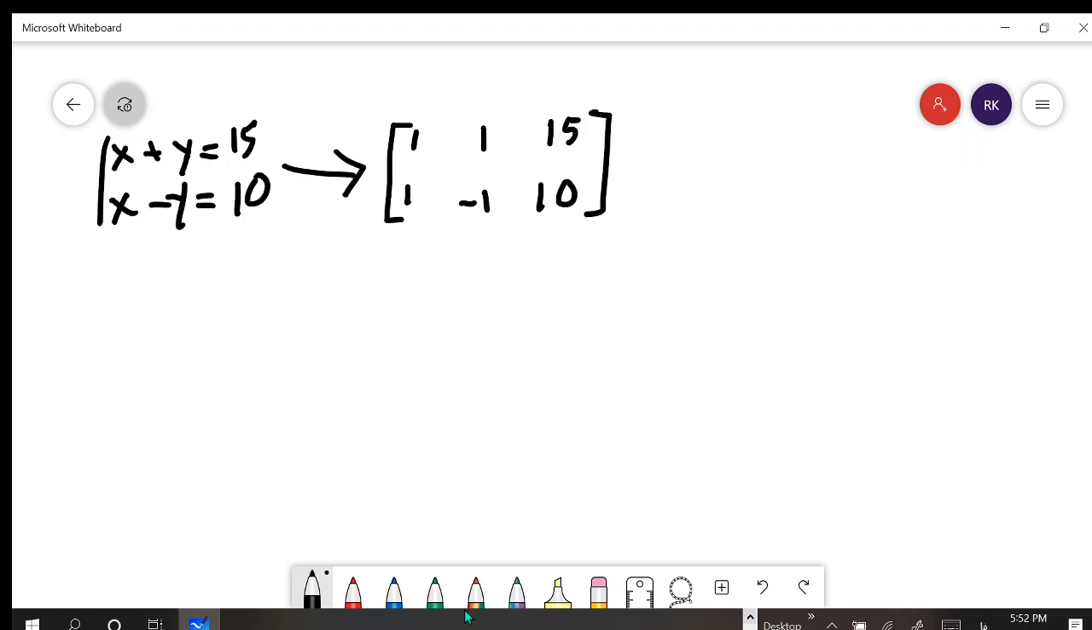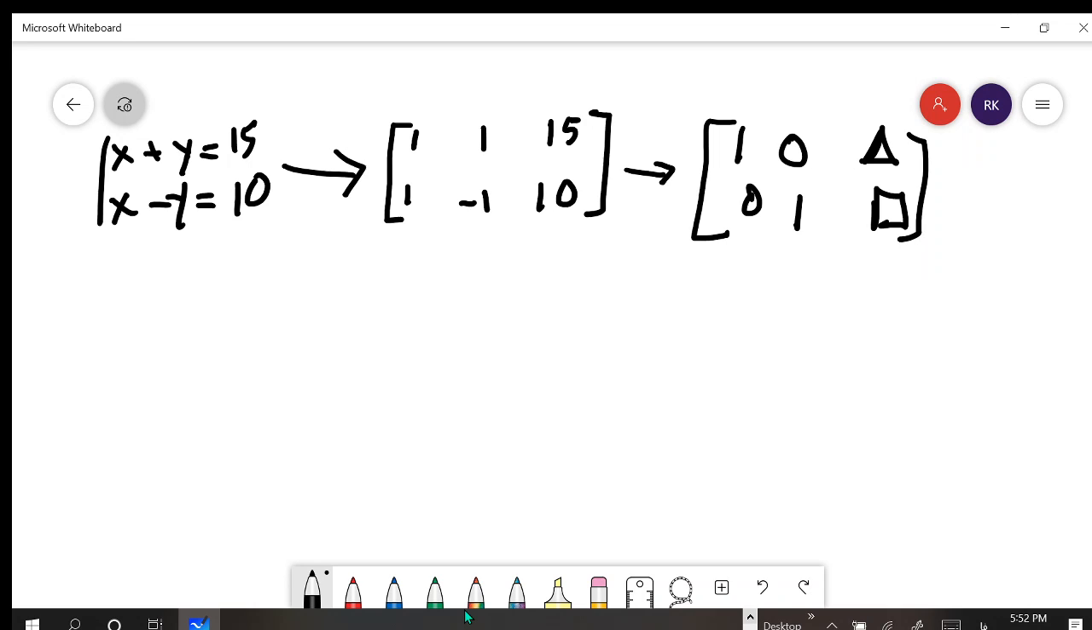So my goal is to take this and make it look like something like this, 1, 0, 0, 1, and then some number here and some number here. If I can do that, then the system is solved. Now, I'm sure you learned in college algebra how to do this, so I'm not going to go over it here. I'm just going to show you how to do this with a calculator quickly.